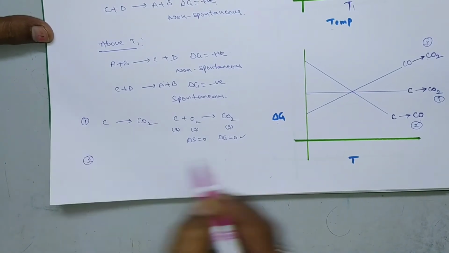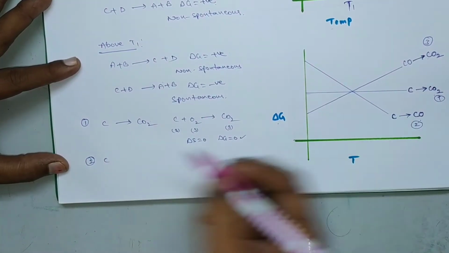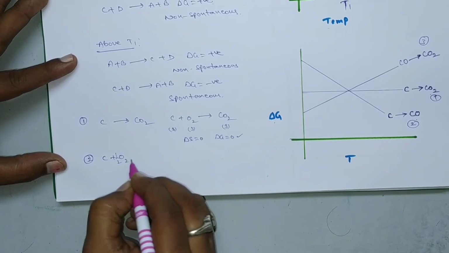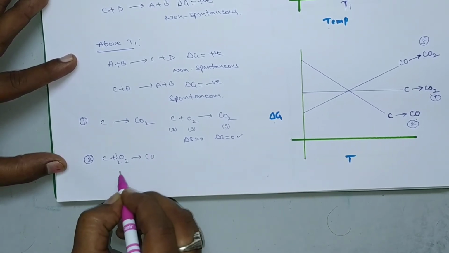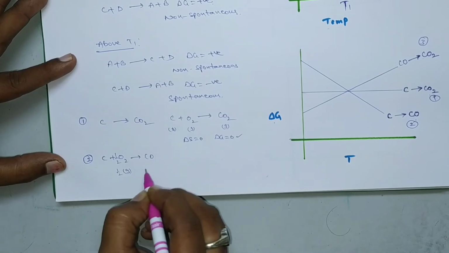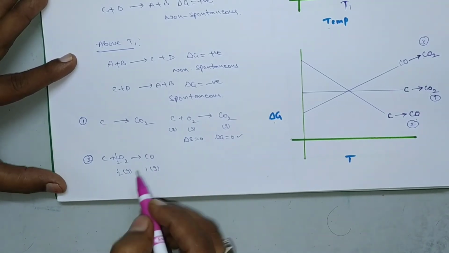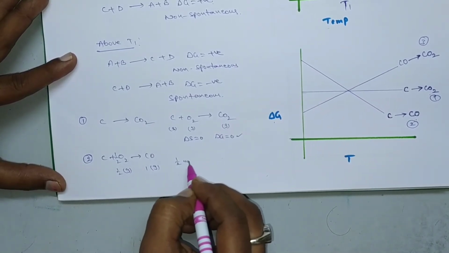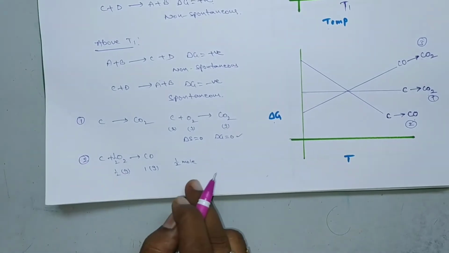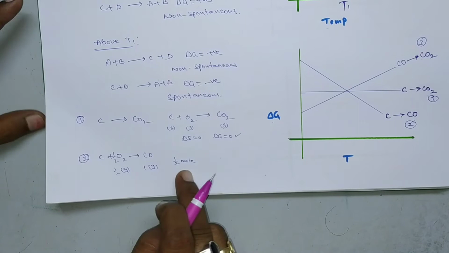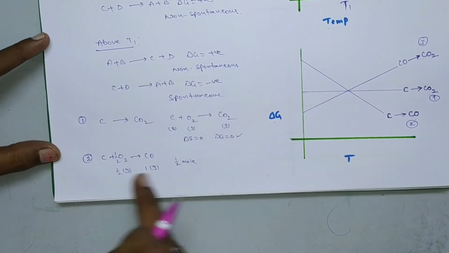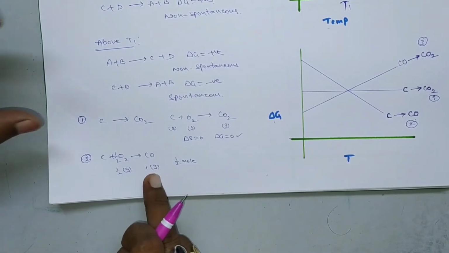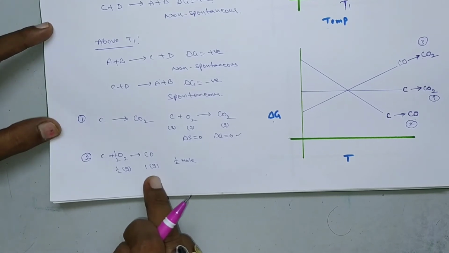Consider the second expression, carbon gives rise to carbon monoxide. That means it undergoes oxidation: carbon plus half O2 gives rise to carbon monoxide. Here half mole of gaseous molecules will convert into 1 mole of gaseous molecule. That means the change in gaseous molecules is 1 minus half, that is half mole of gas molecules. Here the number of moles increases, so the disorderliness of the molecules increases.